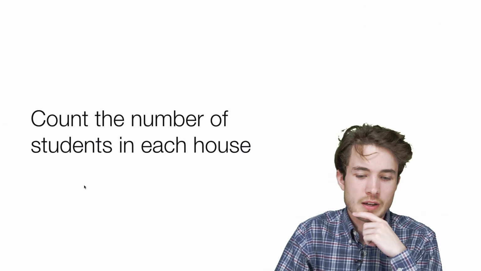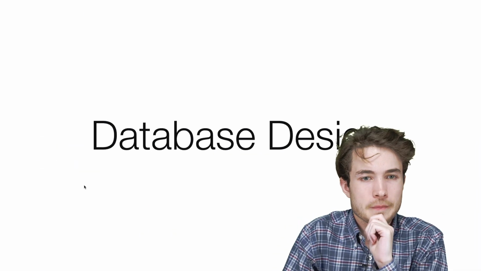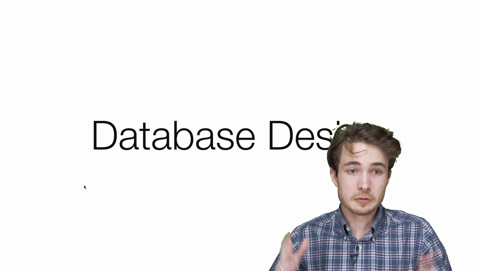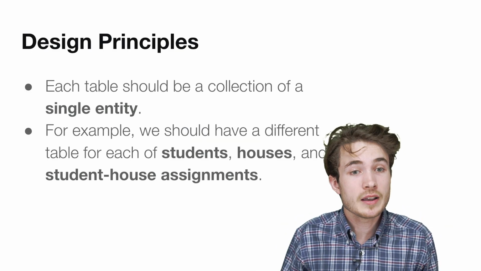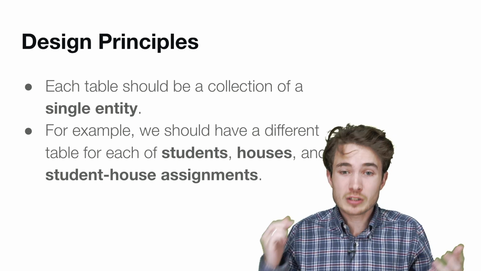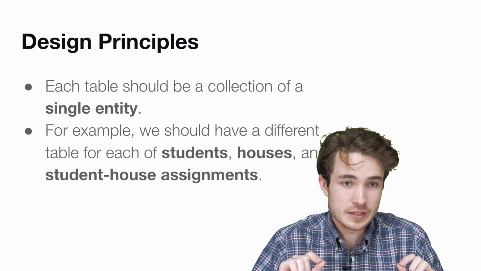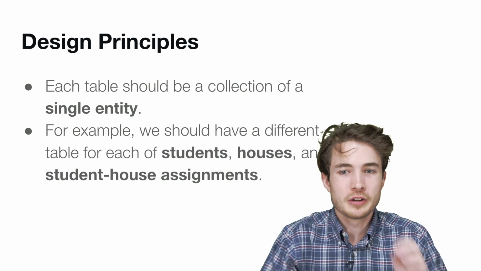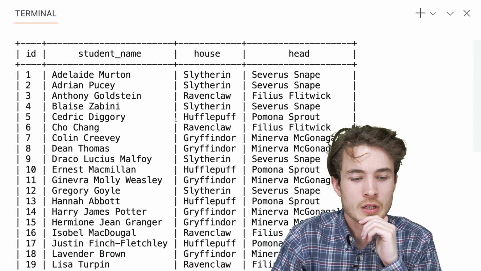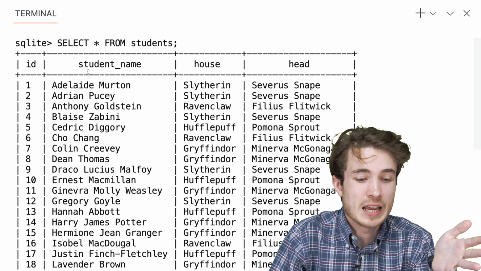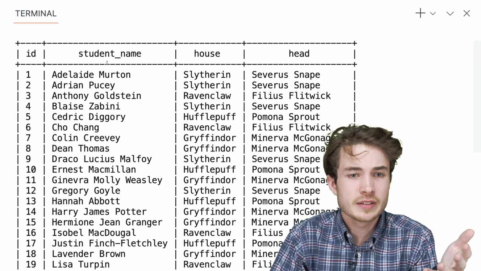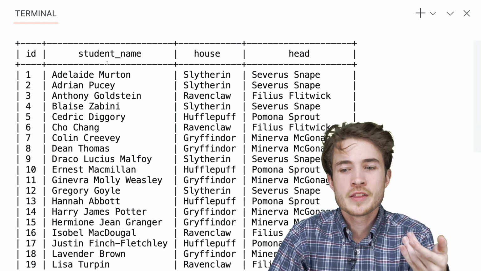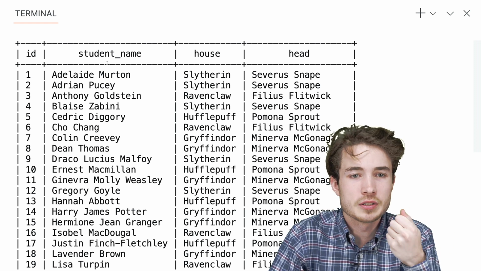So I'll go back to our slides. Let's think about database design. One principle for a database is that every table you have inside of your database should only represent a single entity. And we've actually kind of broken that rule here. If I go back into my table, I have students in this table. It's a table of students, but I also have houses, I have heads. There's lots of things going on here that don't just belong to students, right?